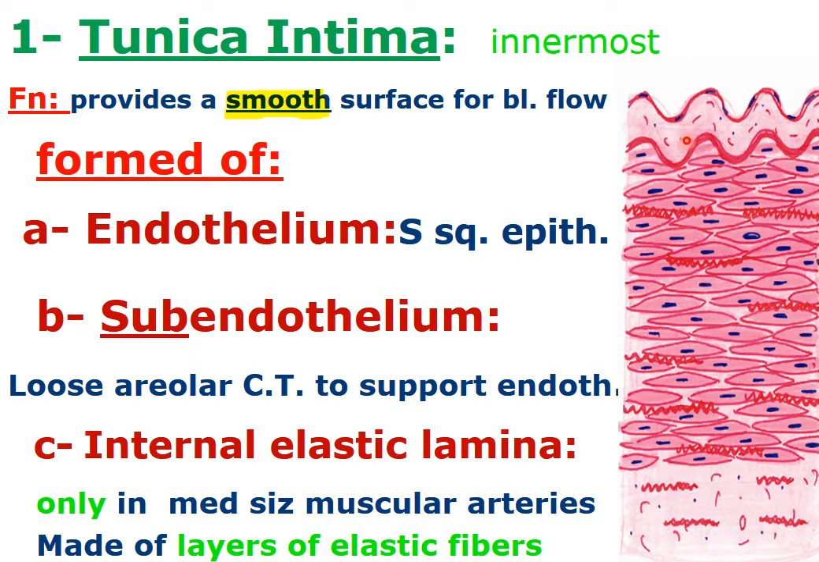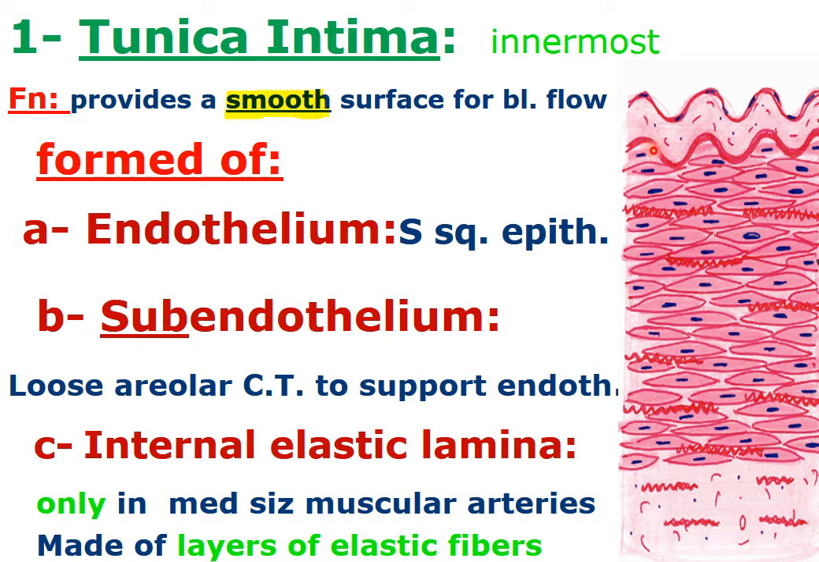Underlying it, if you remember, endothelium is the simple squamous epithelium. Then below it we have a layer of connective tissue, known as subendothelial connective tissue. Then we have a condensation of elastic fiber known as internal elastic lamina. This layer is not a must. It may be present or absent.